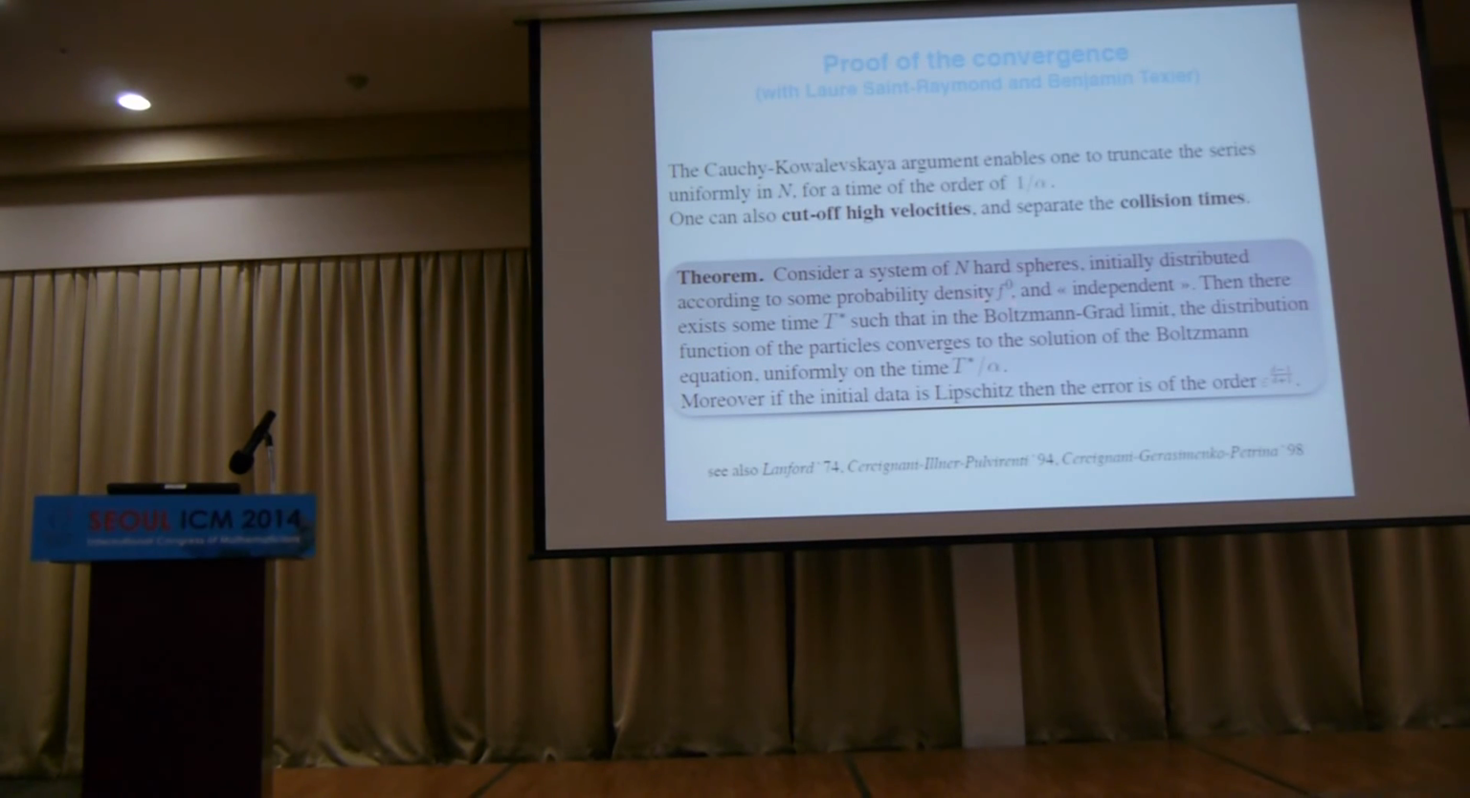So this is essentially the theorem Laure told you. You have initial data with the bounds I gave you. Then you have a convergence on a time 1 over alpha. Moreover, which is interesting for the rest of what we're going to do, you have a rate of convergence. Okay, so it doesn't just converge to the solution of the Boltzmann equation. You have a rate of convergence, some power of alpha.